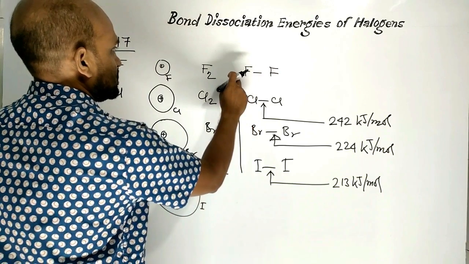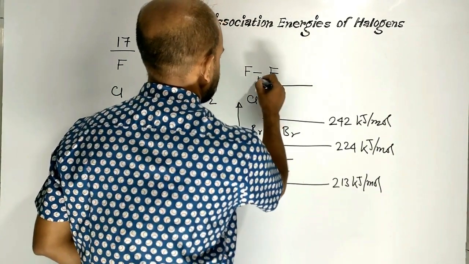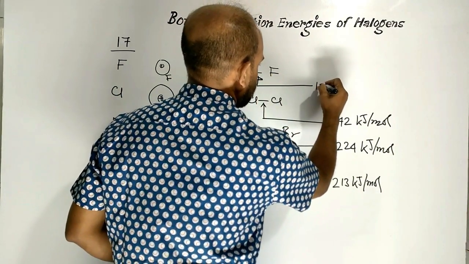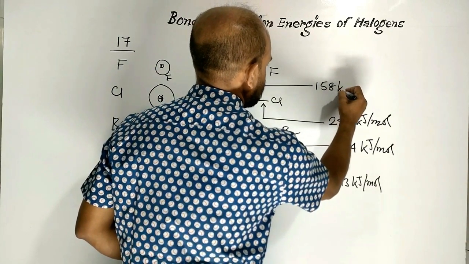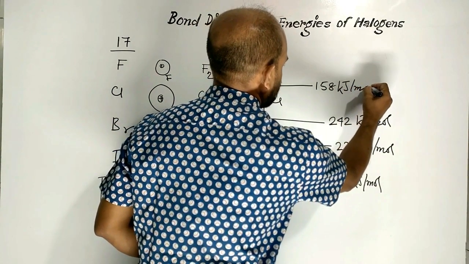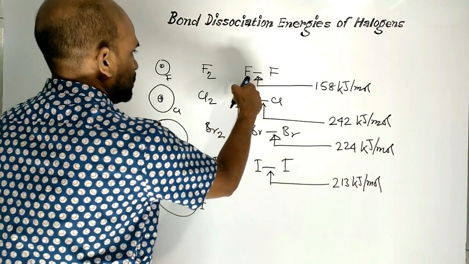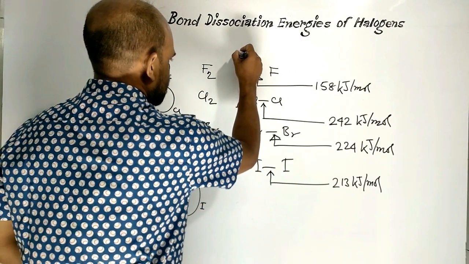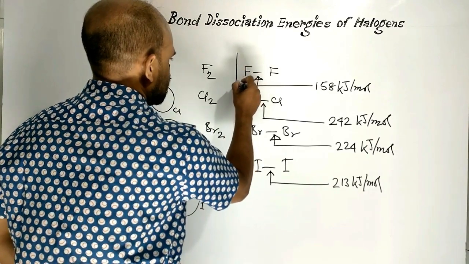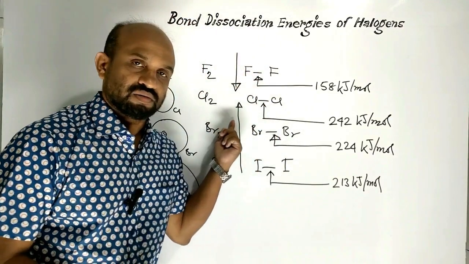But in case of fluorine, bond dissociation energy is 158 kilojoule per mole. That is, from chlorine to fluorine, bond dissociation energy decreases all of a sudden.